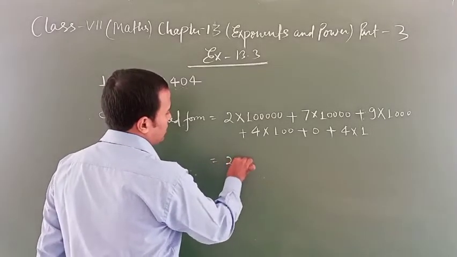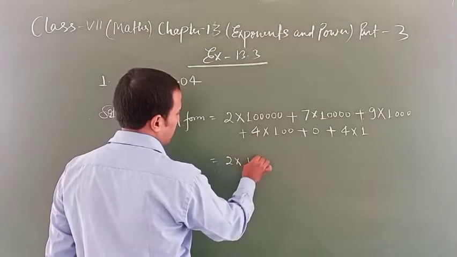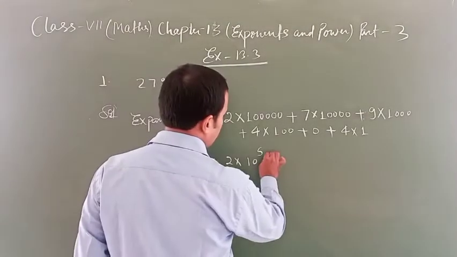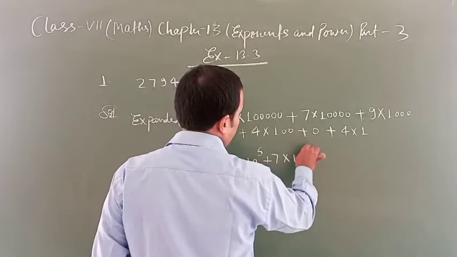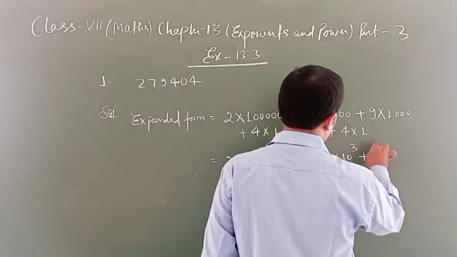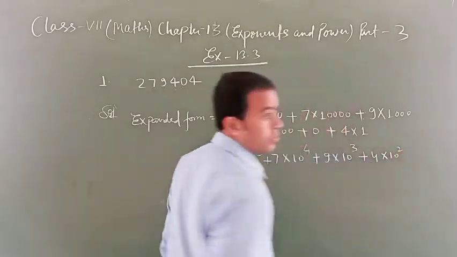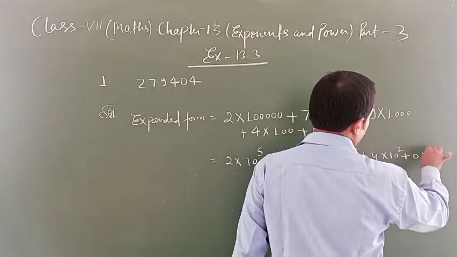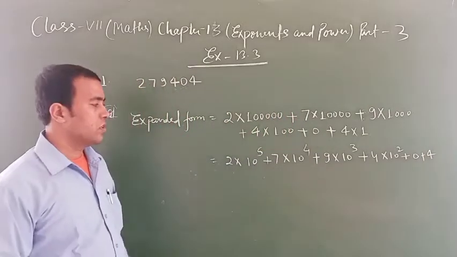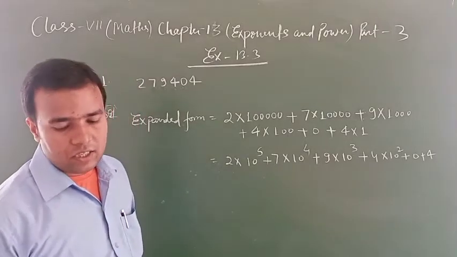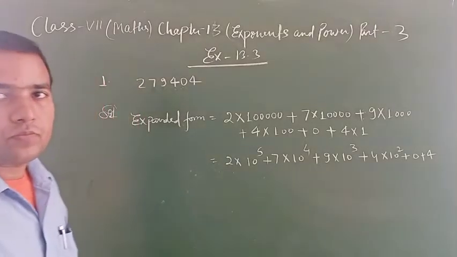You can write the answer like this: 2 into 10 power 5, plus 7 into 10 power 4, plus 9 into 10 power 3, plus 4 into 10 power 2, plus 0, plus 4. Clear? Exponent and power chapter is there, so you can write like this also. Note down.